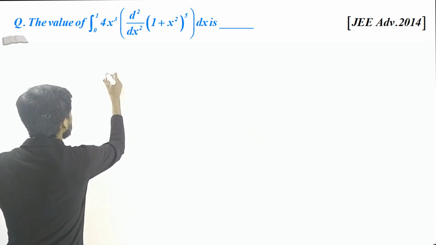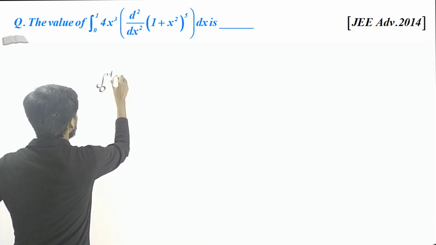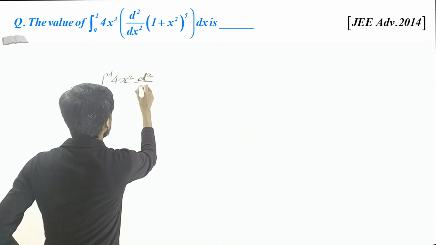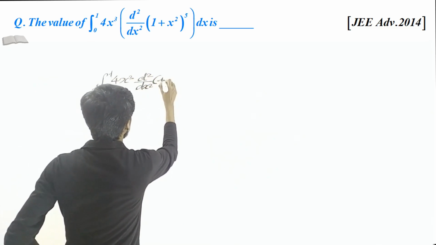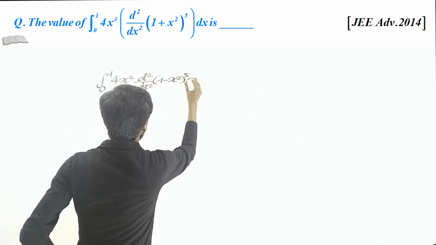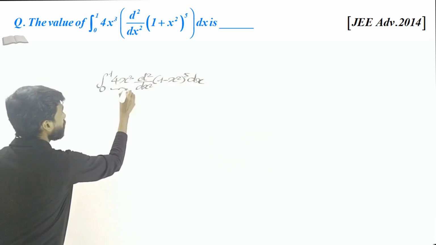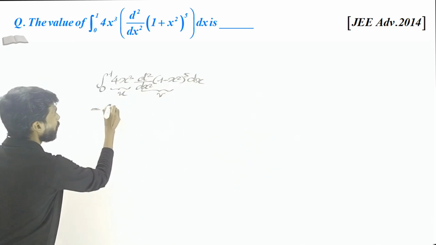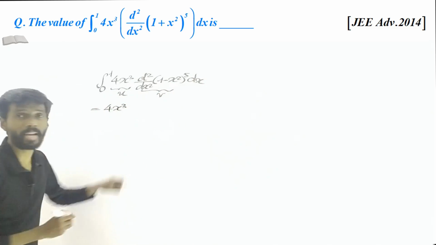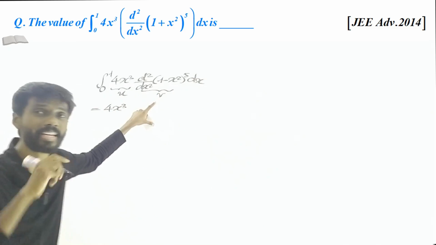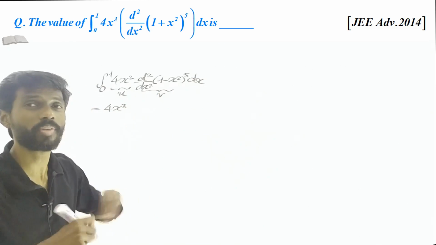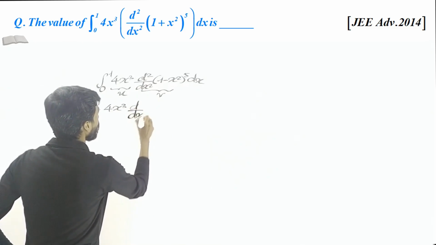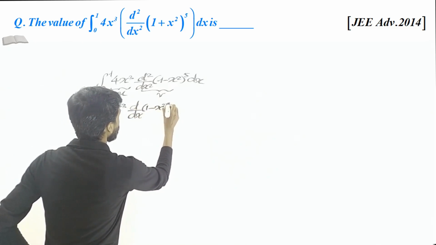So this is the question: integral from 0 to 1 of 4x cubed multiplied by the second derivative of (1 minus x square) to the power 5 dx. Now take this as u, the first function, and this is v. Let us do integration by parts. U multiplied by the integration of that, which is already a second derivative, so the integration will be the first derivative, d by dx of (1 minus x square) to the power 5.